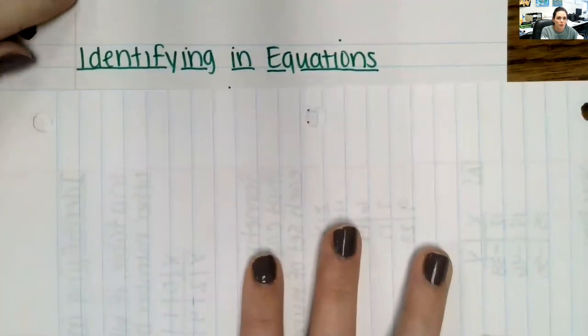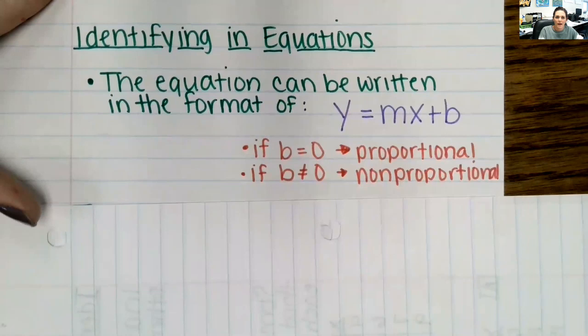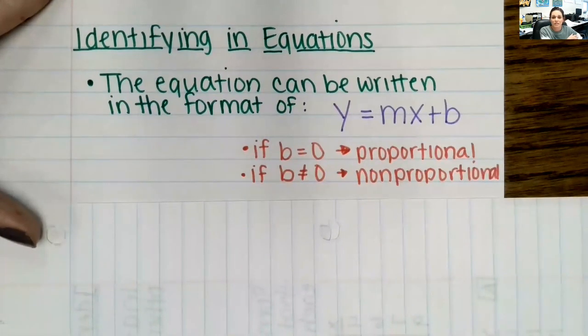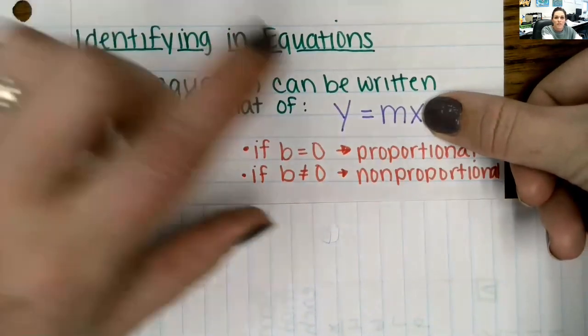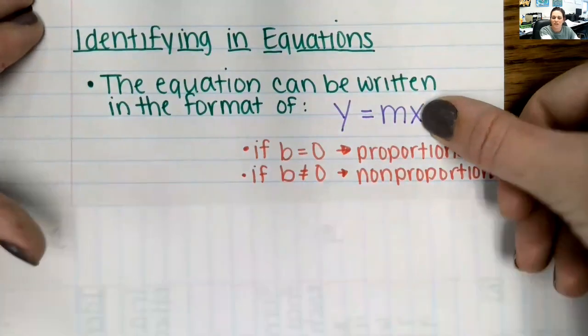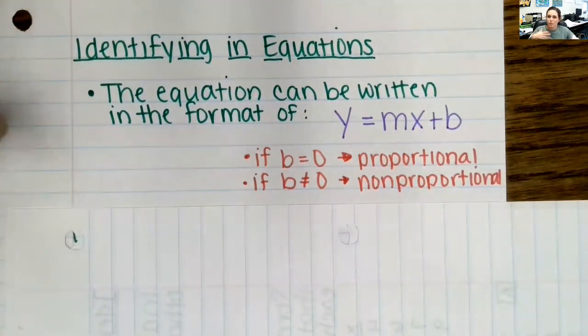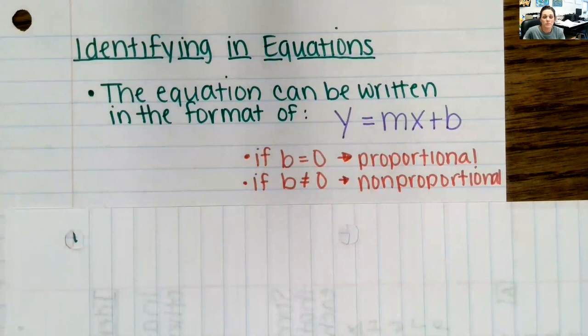So we're going to write just a little blurb to start, okay? The equation can be written in the format of y equals mx plus b. So understand, this is proportional. The m and k mean the same thing. I know in math they change things on you, but m and k represent constant and consistency and movement. It just changes the letter when it goes into non-proportional because I love to mess with your head. All right, so identifying in equations, the equation can be written in this format, y equals mx plus b.